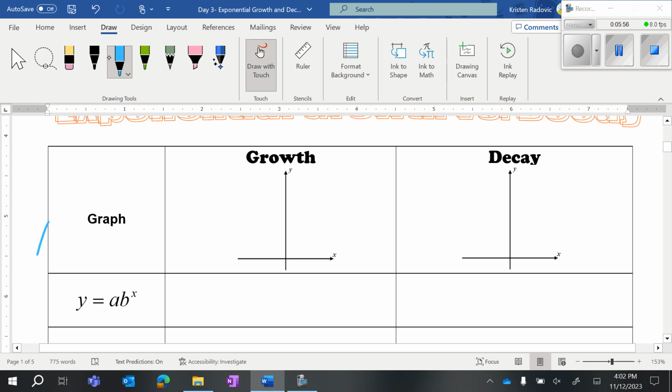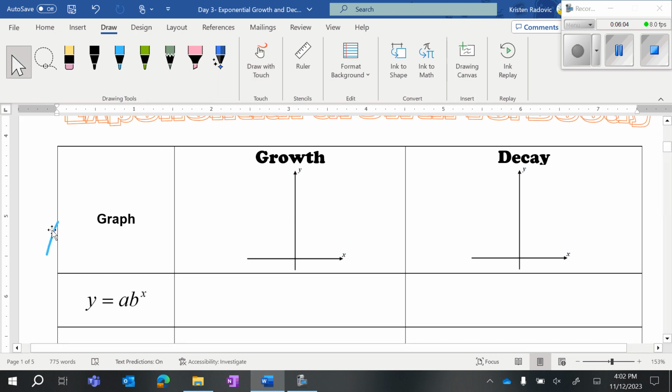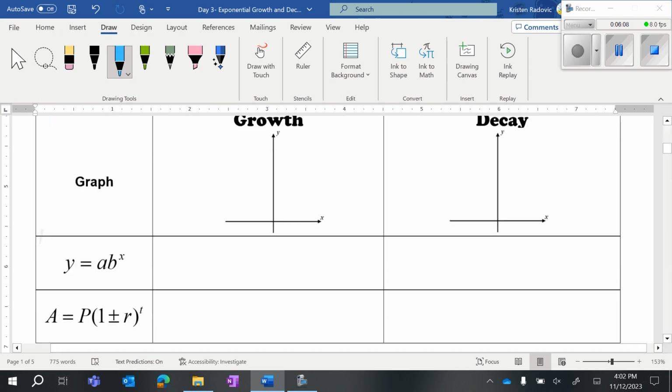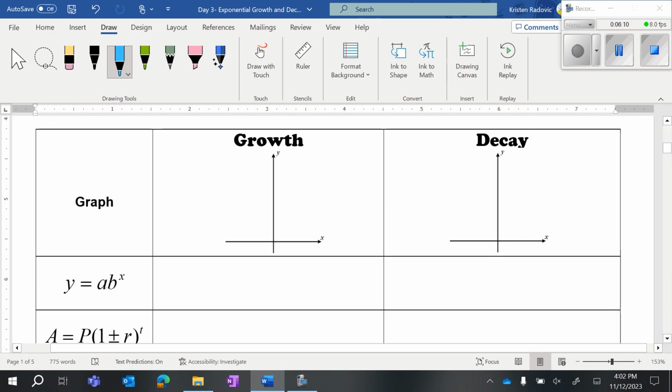Now I'm on to the next part. How do you get rid of this? There we go. So for our graph, we have exponential growth.